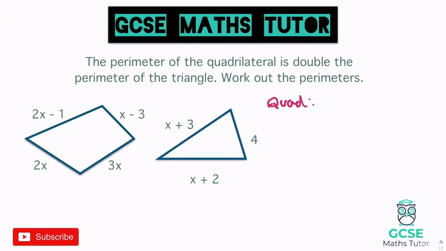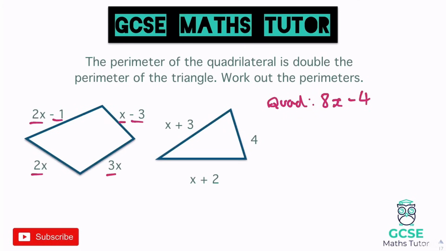So the quadrilateral, we've got lots of pieces here, so let's count up these x's to start with. We've got 2x, plus this one's 4x, 7x, plus another one is 8x, so we have 8x's. And the numbers, we've got a -3 and a -1, and in total that is -4.